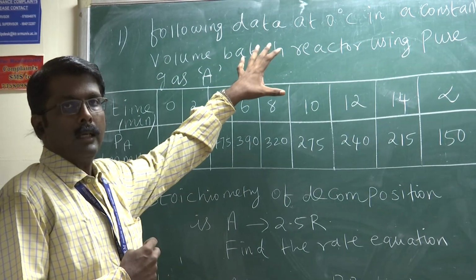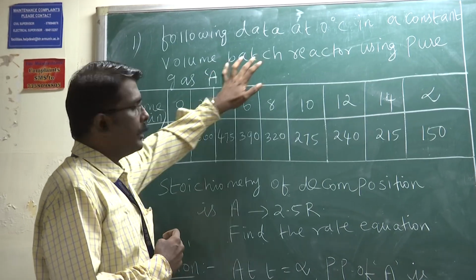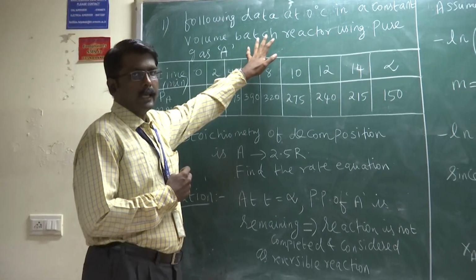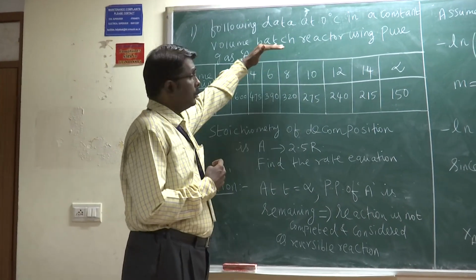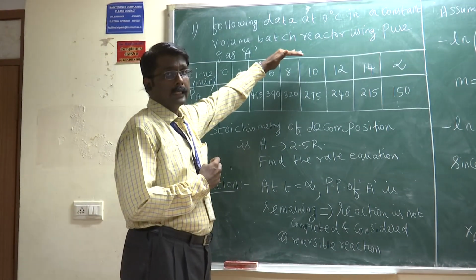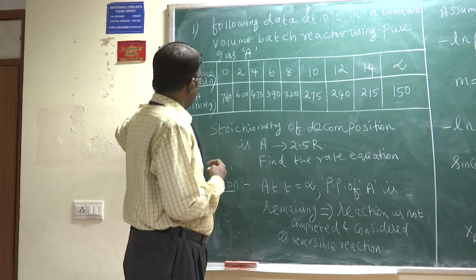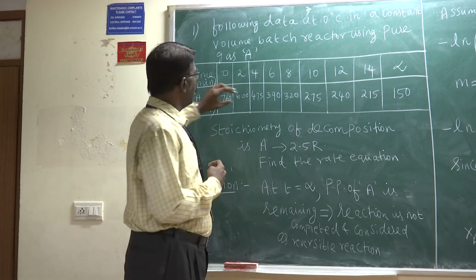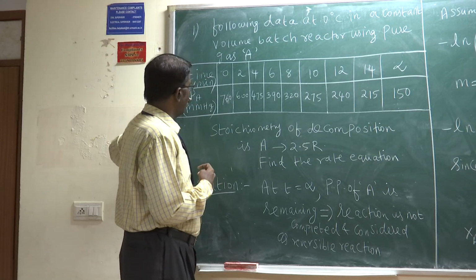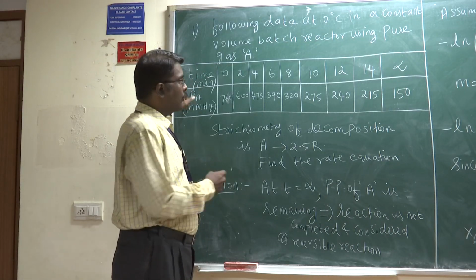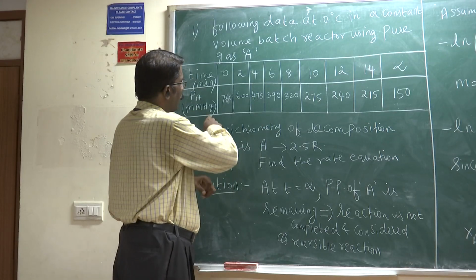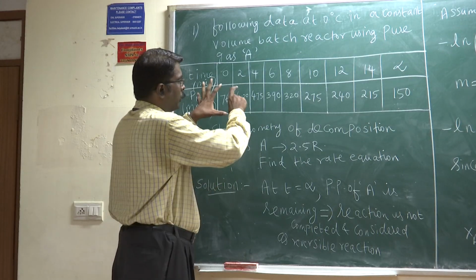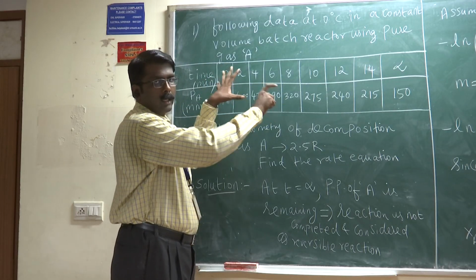Actually this problem is using a batch reactor. This collection of data is done with the help of a batch reactor, using a pure gaseous reactant A. Since it's a gas phase reactant, the data taken here is time against partial pressure of component A. For different time values, the partial pressure of the reactant A is measured. That is reported as the data here in this table column.